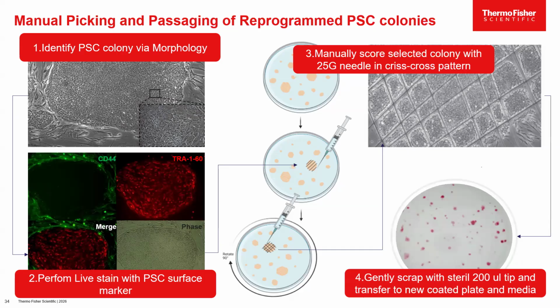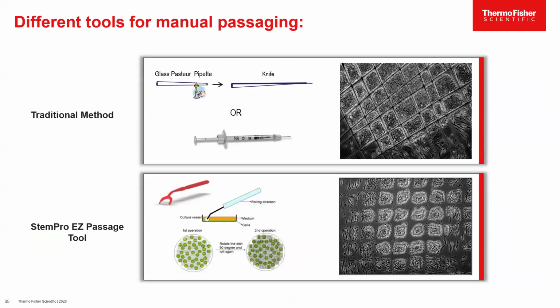And eventually, right, you're going to, like I mentioned, scrape these squares with a sterile tip and transfer them over into a new plate where your media and your coating has already been done. Now, the traditional methods will use either needles, knives, or glass Pasteur pipettes that have been pulled. But there are also different tools that you can find out there that are a little bit easier to use, although they do come with some disadvantages. This is just one example with our StemPro Easy Passage tool.